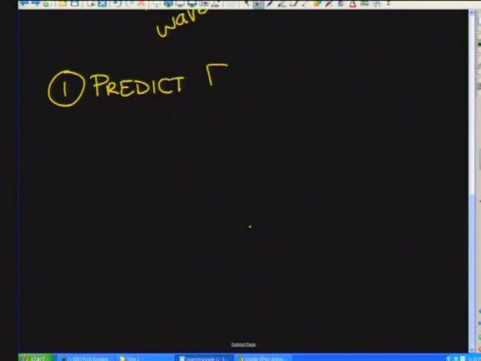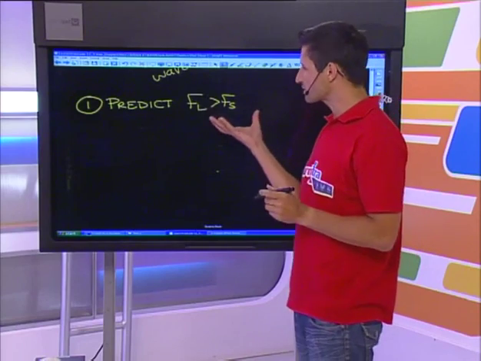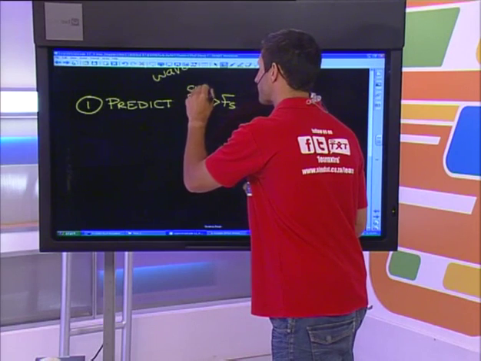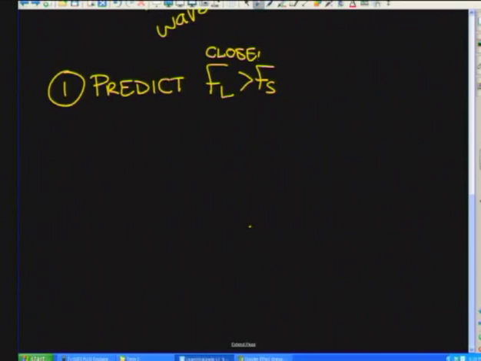So is the frequency of the listener going to be bigger than the frequency of the source? Now, for those of you at home saying, well, when would that happen? Well, this is when objects are getting closer. So for objects getting closer, the frequency of the listener will be larger. They will hear a higher frequency. Or will the frequency of the listener be less than the frequency of the source? And that's when objects are getting further apart.